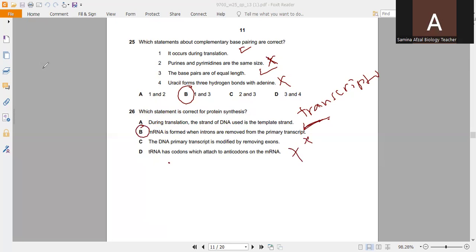So it was all about question number 14 to 26.